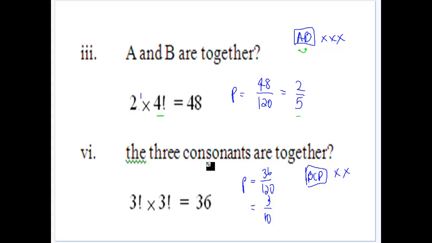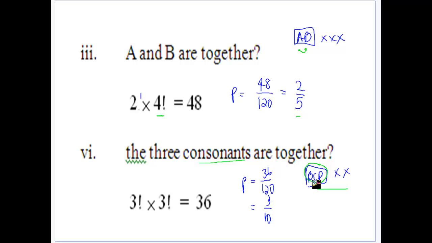The 3 consonants together. So what are consonants? Well, they're not vowels, and the vowels are A and E, so the B, C and D must be together. So again, what we need to consider is that put them together, and that means we've got 3 elements with the other ones that aren't part of this group. So these elements can be arranged 3 factorial ways, but then in this group there, these ones, they've just got to be together. They don't have to be in any order there.